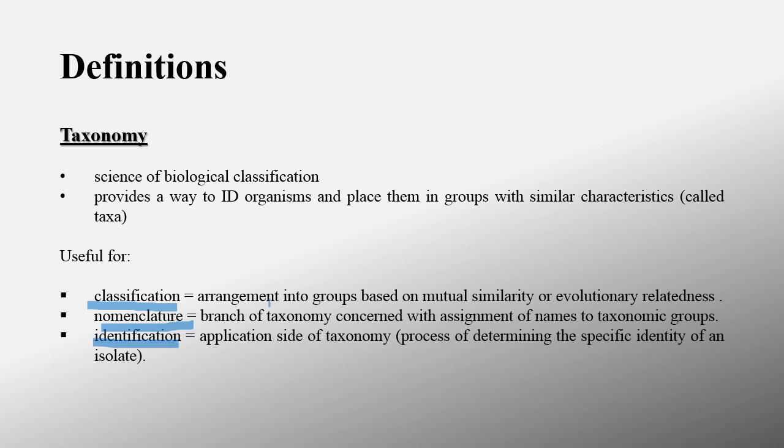Classification is an arrangement into groups based on mutual similarity or evolutionary relatedness. Nomenclature is a branch of taxonomy concerned with assigning names to taxonomic groups. So literally, you are giving names to a particular organism. Identification is the application side of taxonomy, which is the process of determining the specific identity of an isolate.